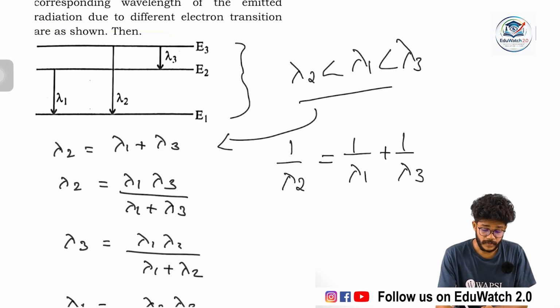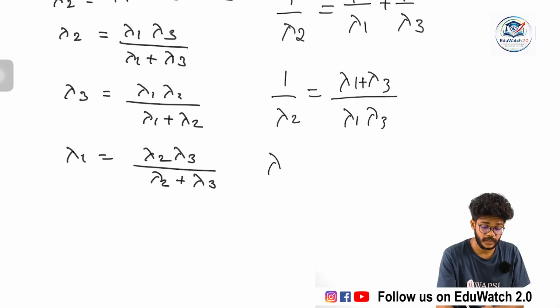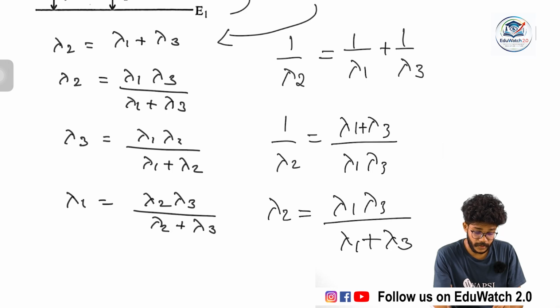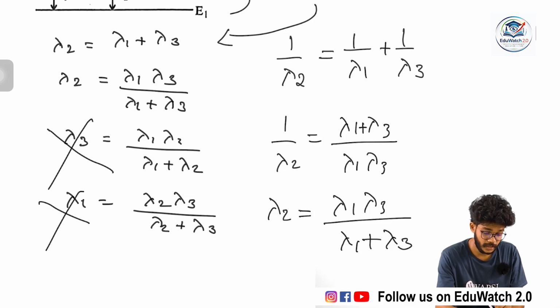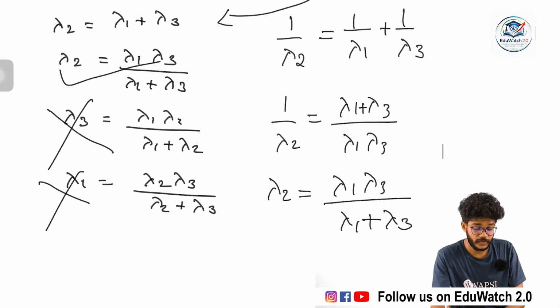So 1 by lambda 2 is equal to (lambda 1 plus lambda 3) by lambda 1 lambda 3. So lambda 2 is equal to lambda 1 lambda 3 by (lambda 1 plus lambda 3). So the other equations are incorrect, and this equation is the correct one. Okay, so we can move to the next question.